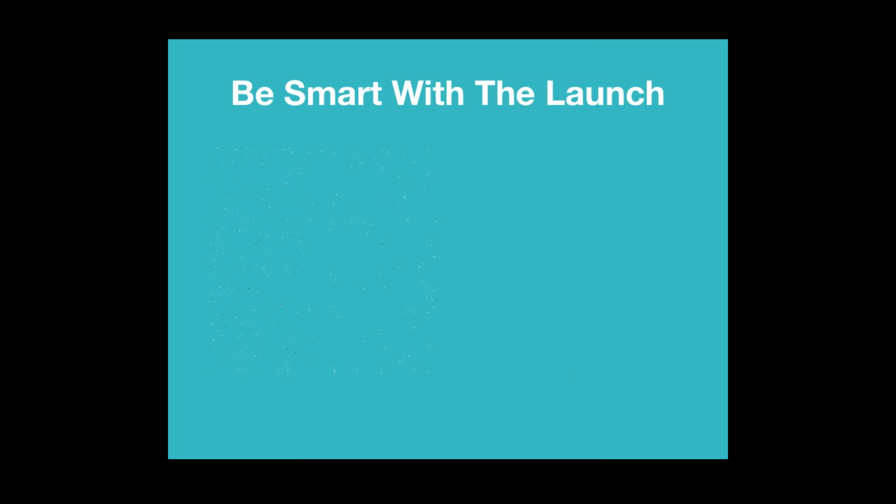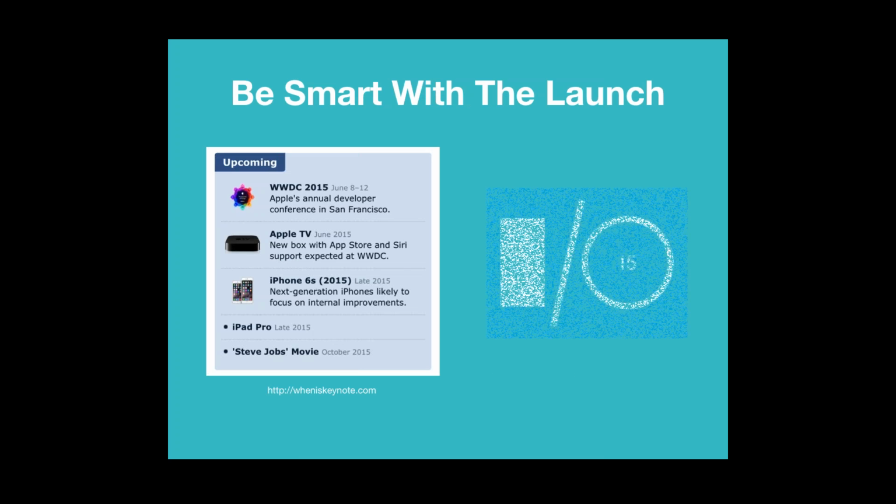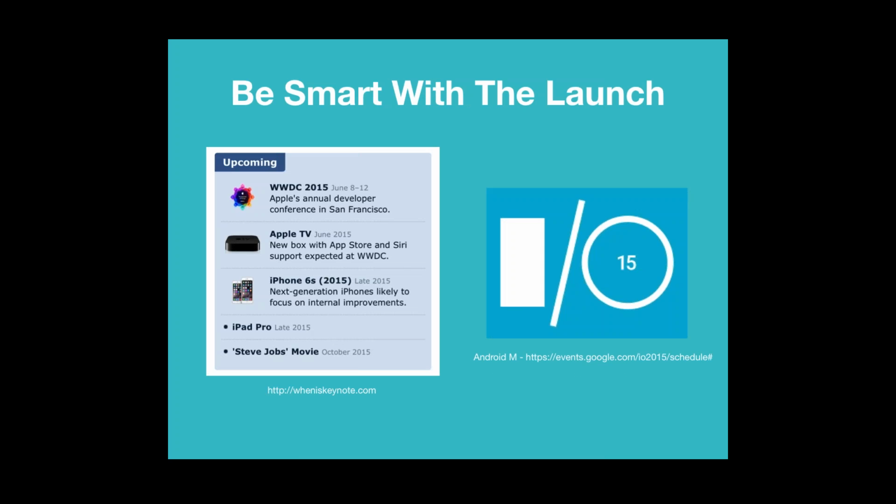With your launch as well, just as a little tip, what can you piggyback on? So when you're launching the app, think about what's happening, what's coming up. We've got the developer conference in June with Apple. Android have got a conference coming up shortly. We've got an iPhone 7, 6, a big iPad coming out. What can you piggyback on?